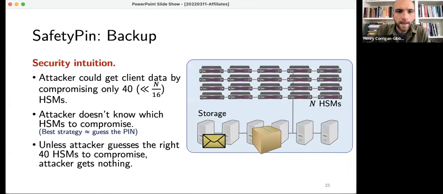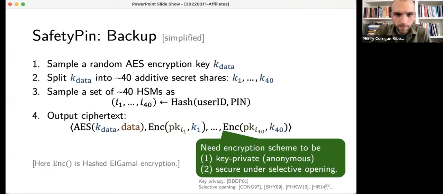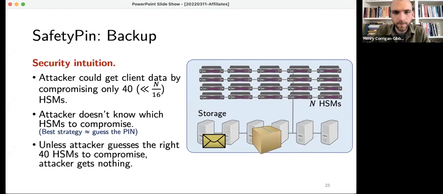Okay, so why is this the right thing to do? So take this data encryption key, split it into 40 pieces, and encrypt one for each of the HSMs, where the set of HSMs is sampled using the user's PIN. So the intuition behind security is that if the attacker knew which 40 HSMs to compromise, it could actually recover the user's backed up data, because the attacker would just go to the correct 40 HSMs, extract the secrets from those 40, and then recover the user's data. But the trick here is that the attacker doesn't know which HSMs to compromise, because which HSMs the attacker needs to compromise depends on the PIN, which the attacker doesn't know.